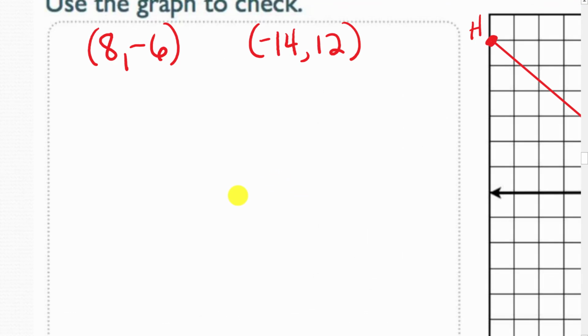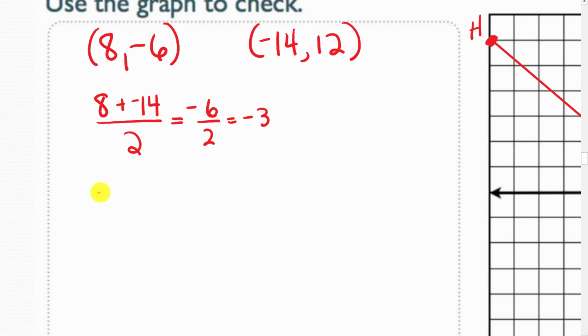To find the midpoint between these two, I'm going to look at my x's, 8 and -14, and I'm going to add them up. 8 plus -14 and divide them by 2 to find the middle, right? It's the middle of where these two are. 8 minus 14 would be -6, divided by 2, which is -3. So the x coordinate of the middle point would be -3.